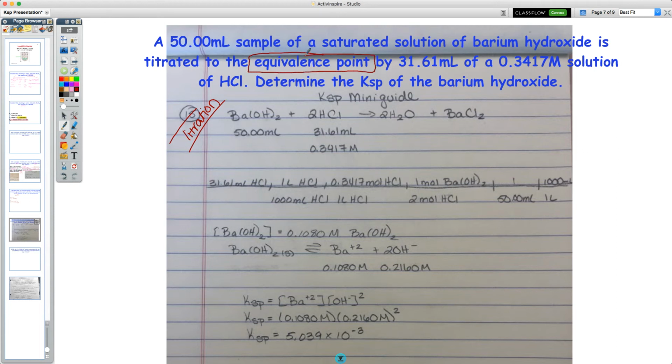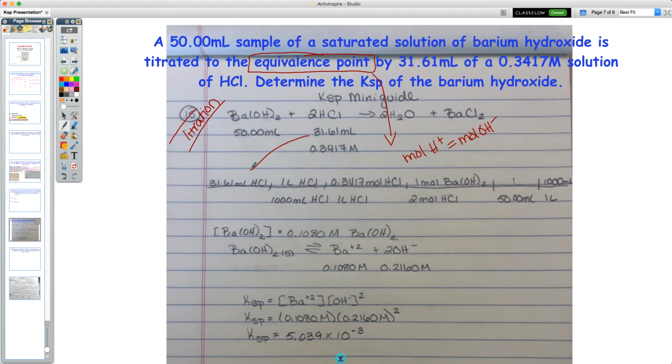So what you have to remember is at the equivalence point, the moles of H plus equal the moles of OH minus. So while they don't tell me what the molarity of the barium hydroxide is, I can figure that out because I know the moles are going to be equal at the equivalence point. So let's first figure out how many moles of the H plus that we have.